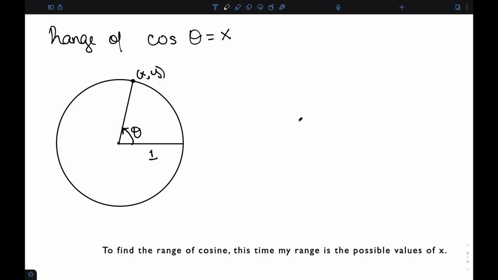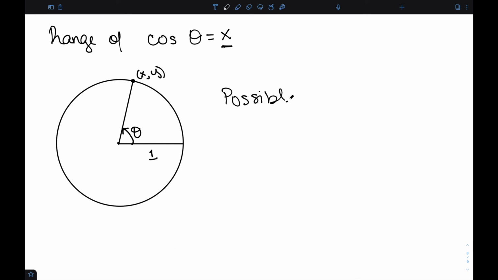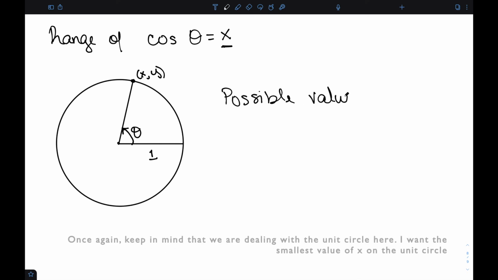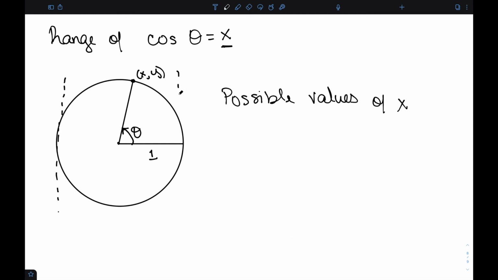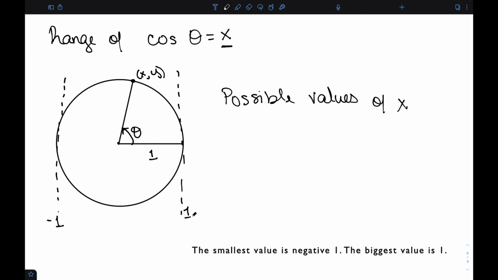To find the range of cosine, this time my range are the possible values of x. And once again, keep in mind that we are dealing with the unit circle here. So I want the smallest value of x on the unit circle and the biggest value of x on the unit circle. The smallest value is negative 1. The biggest value is 1.